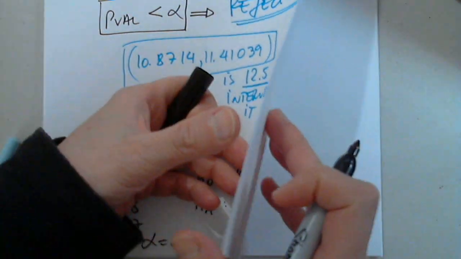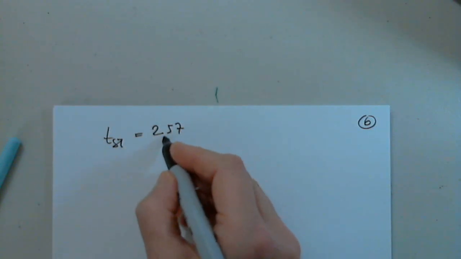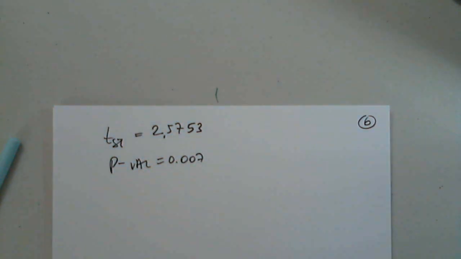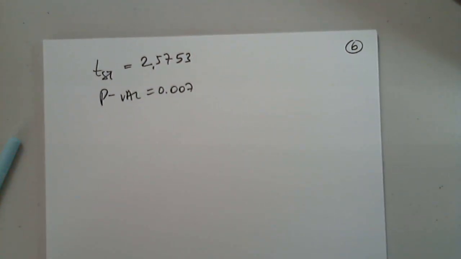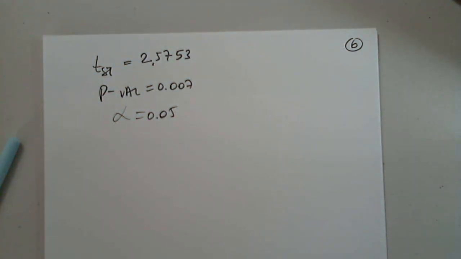So t statistic, 2 point, and look at the p-value. So test statistic is 2.5753, and the p-value 0.007. Okay, so what do we conclude at alpha 0.05? Do you reject or fail to reject? We reject or fail to reject?